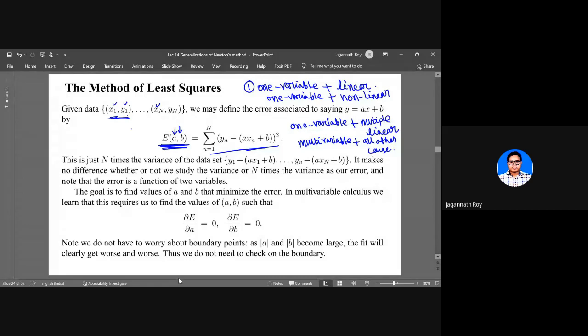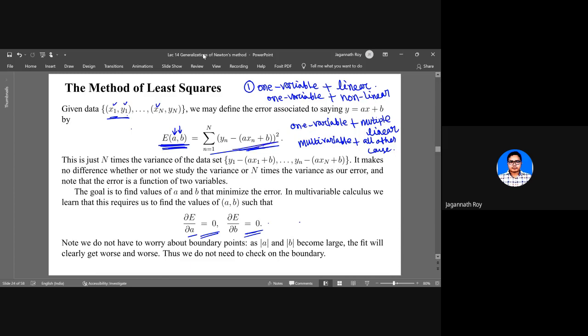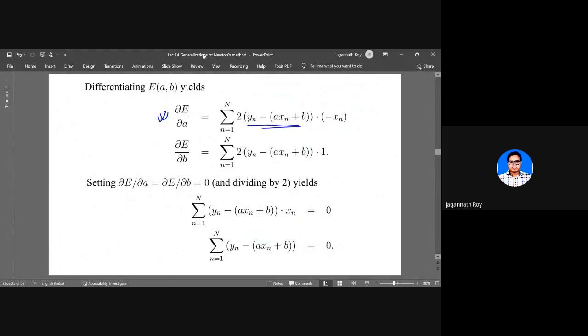So we have to minimize the error with respect to a and b. For that we will take the partial derivatives and make them 0, the gradient equals 0. If we differentiate with respect to a, this will be 2 times this form into this negative term, so negative xn. Similarly, we take the partial derivative with respect to b. Because we want to minimize this error, we have to make them 0.